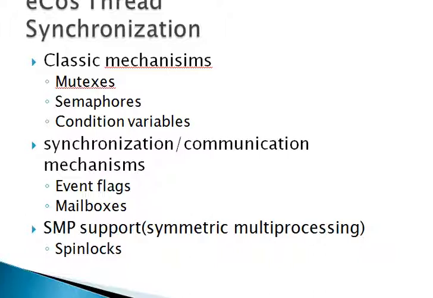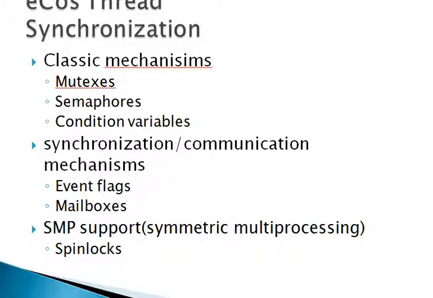Finally, eCos kernel supports spin locks, which are useful in SMP. Mutexes. The mutex is used to enforce mutually exclusive access to a resource, allowing only one thread at a time to gain access. The mutex has only two states, locked and unlocked. This is similar to a binary semaphore.